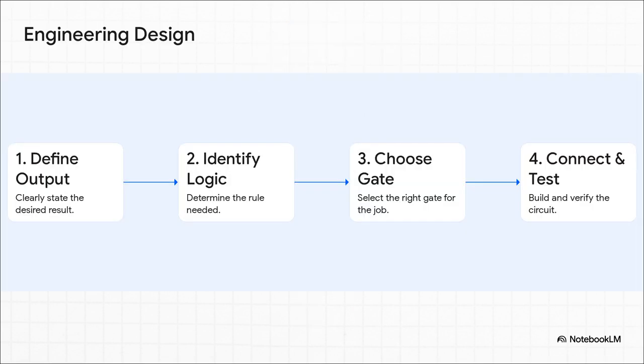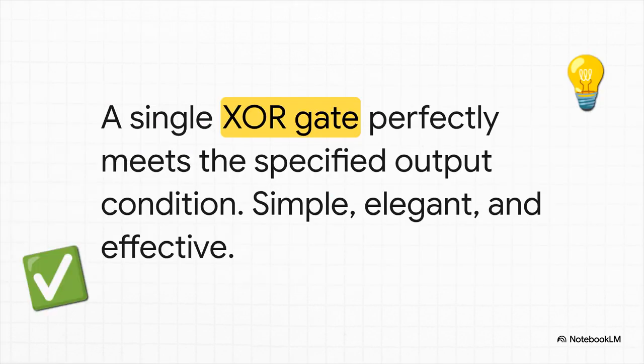So here's how an engineer would think this through. First, you clearly define the exact output you want. Then, you figure out the logic you need to get there. From that logic, you choose the perfect gate for the job, you connect your inputs, and then you test it. And the solution is a single XOR gate. That's it. Remember its rule? One or the other, but not both. It perfectly matches the requirements of our challenge. It's just a simple, elegant, and super effective solution.